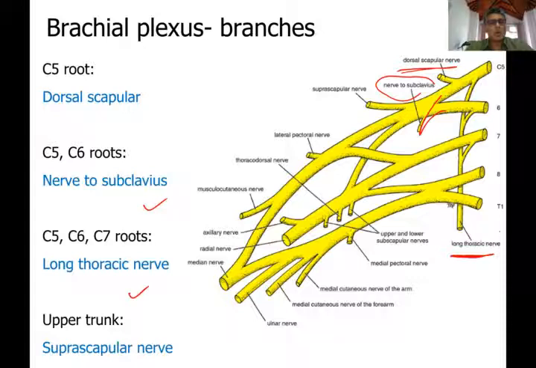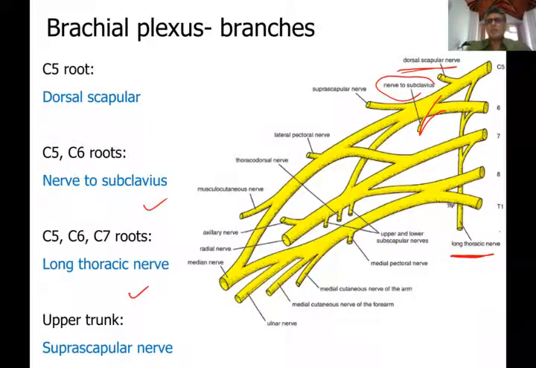Now, the long thoracic nerve is more important than the previous two I mentioned, because that nerve supplies the muscle serratus anterior. When you damage this nerve, there is a clinical condition called winged scapula. We will look at these things in the next few slides.